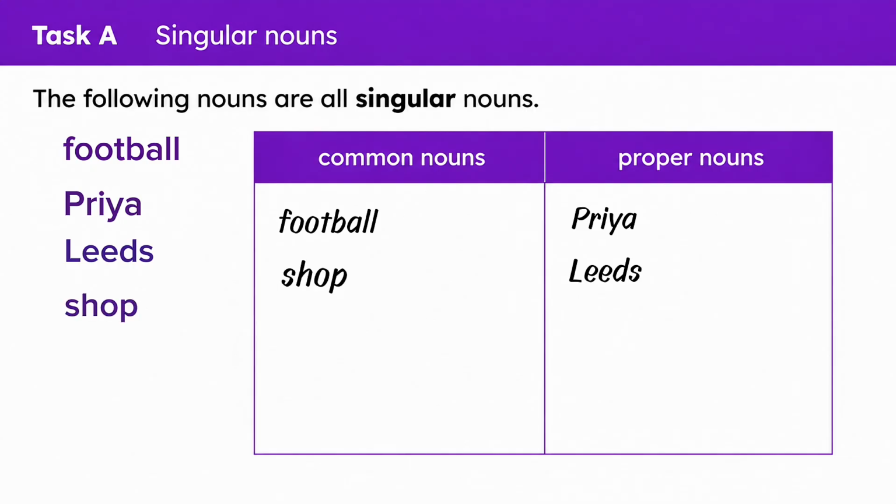Shop. Shop is a common noun because there are lots and lots of different shops. It's not specific. France. France is the name of a country, a specific country, which means it needs a capital letter. And chair. Chair is a common noun. It's not a specific chair with a specific name, so it is a common noun. And remember, they are all singular because there is only one. Fantastic sorting, everybody. Well done.